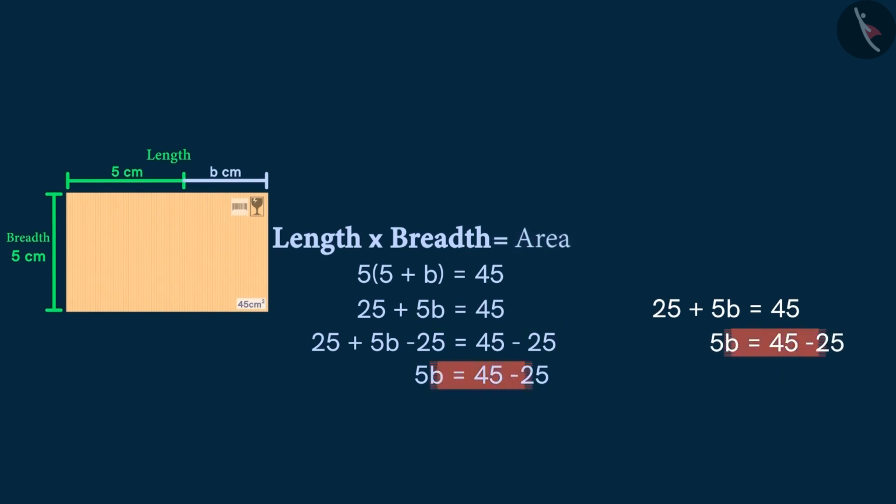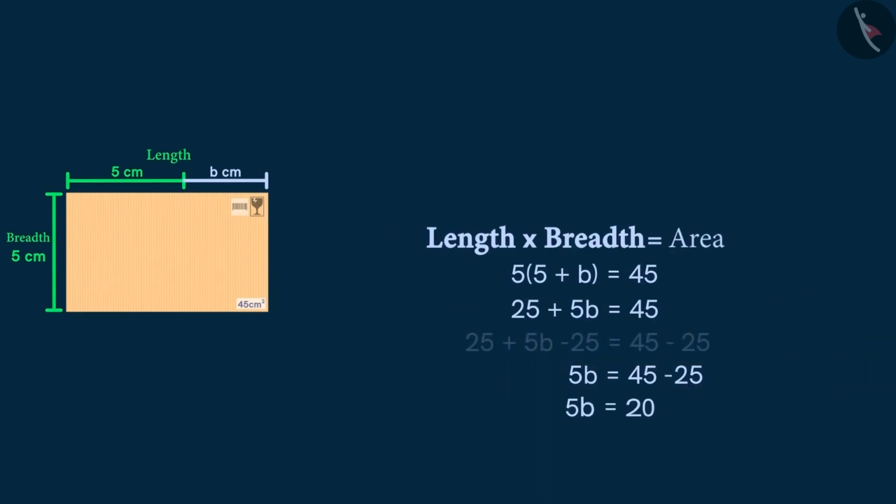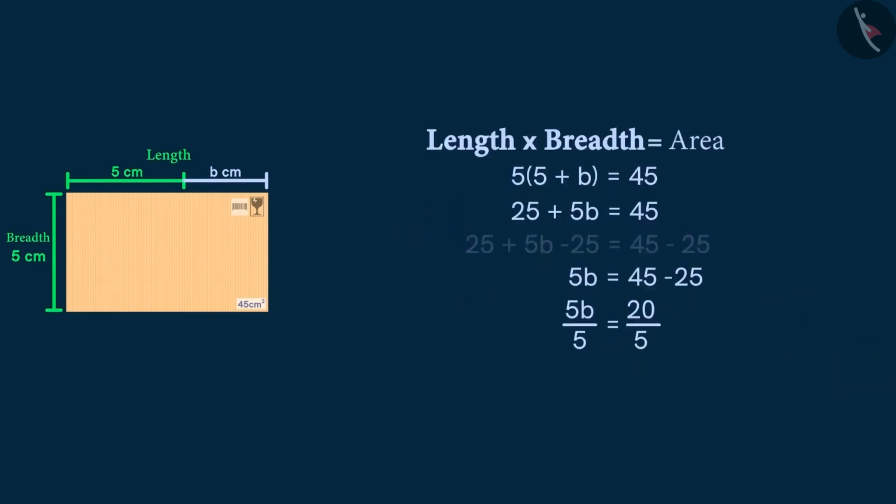When we do that, we see that this equation is the same as the equation we got by subtracting 25 from both sides. But an important thing to notice is that when we transpose 25, we change its sign. That means from plus 25, it becomes minus 25 as we transfer it. Now, we will divide both sides of the equation by 5 to get the value of b. On doing so, we see that the value of b turns out to be 4.